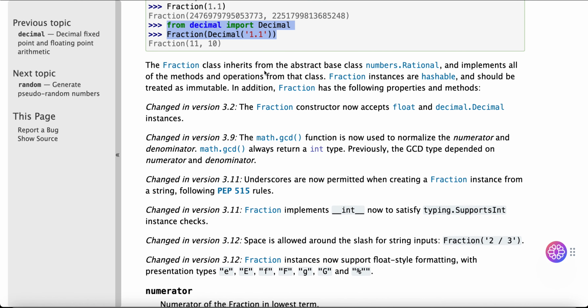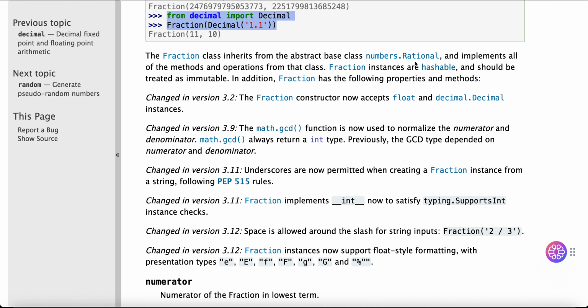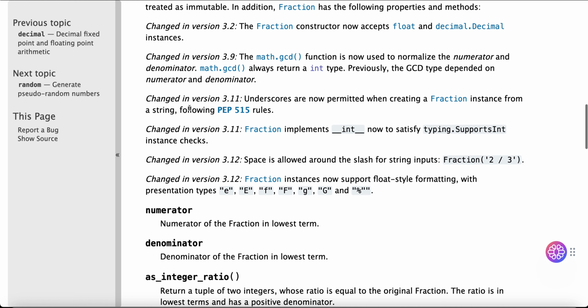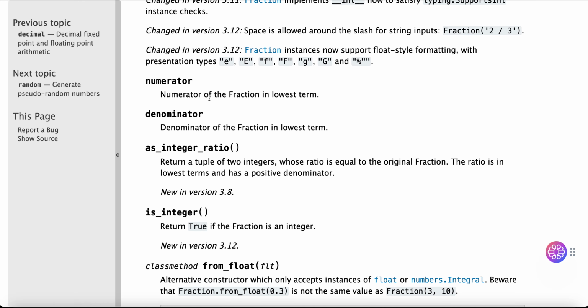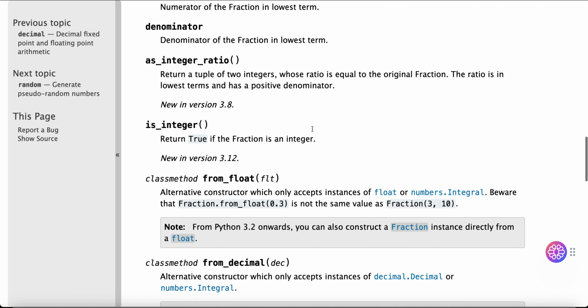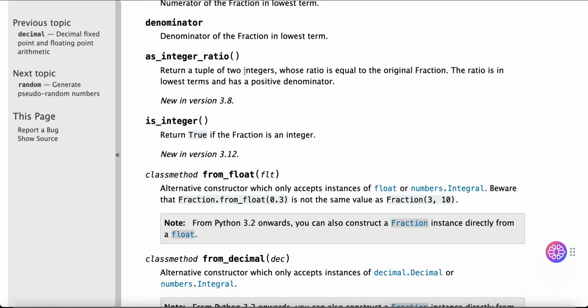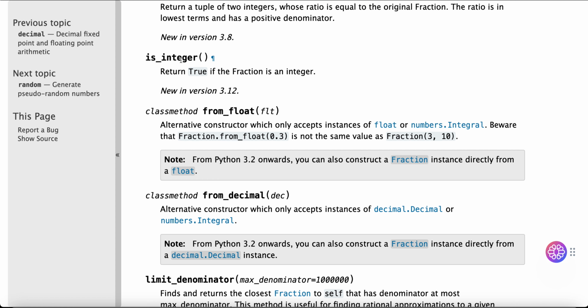The Fraction class inherits from the abstract base class numbers.Rational and implements all of the methods and operations from that class. Fraction instances are hashable and should be treated as immutable. In addition, Fraction has the following properties and methods. numerator: numerator of the Fraction in lowest terms. denominator: denominator of the Fraction in lowest terms. as_integer_ratio(): return a tuple of two integers whose ratio is equal to the original Fraction. The ratio is in lowest terms and has a positive denominator. is_integer(): return True if the Fraction is an integer.